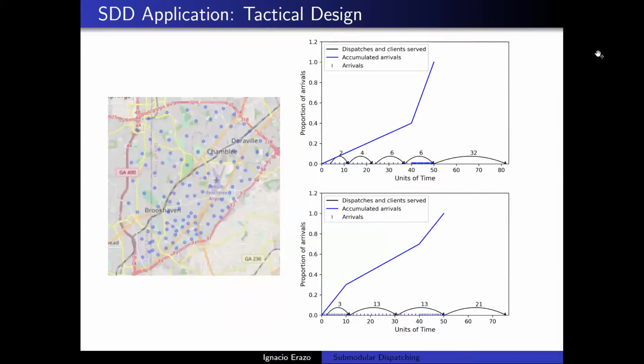So let's talk about an SDD application. This is tactical design. As we can see in the figure on the left, we have a part of the Metro Atlanta area, Cobb County in particular, and we have these blue dots, which are just like centroids of order arrivals. This information was pulled out of a previous paper.